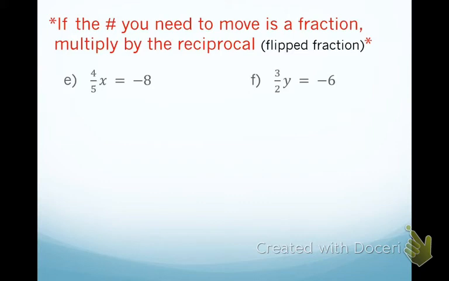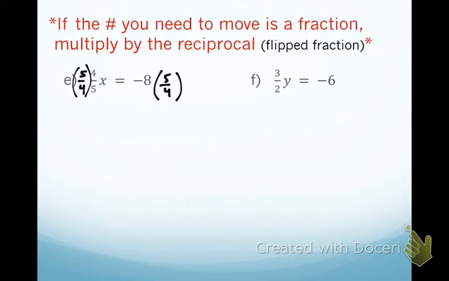So same rules still apply. Identify the variable, which is an x, and what is not allowing the x to be alone. This 4/5 right here, multiplied by 4/5, isn't letting it be alone. But remember, the rule is, in order to get rid of a fraction, you just multiply it by the reciprocal. So the reciprocal of 4/5 is 5/4. So I'm going to go ahead and multiply both sides by 5/4.